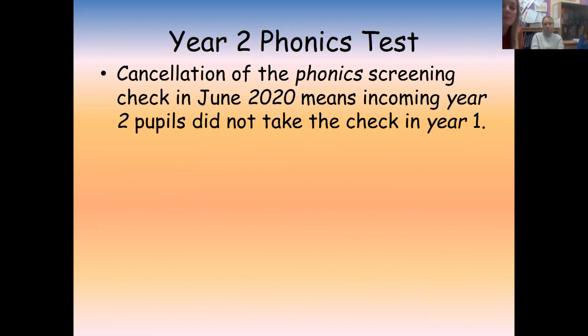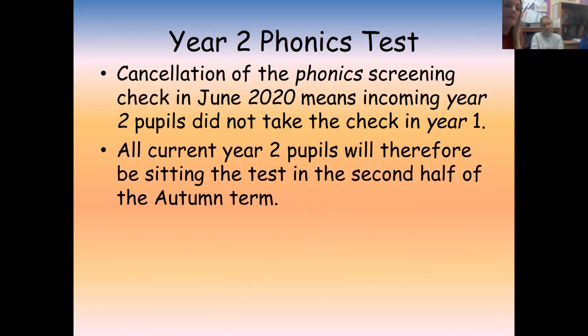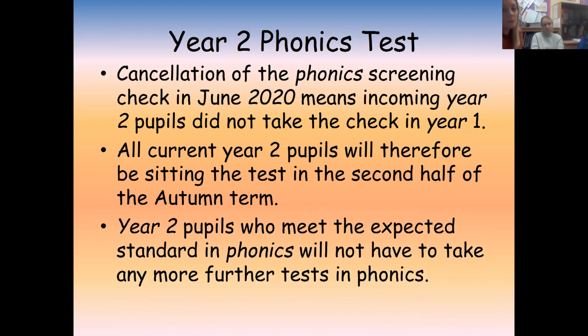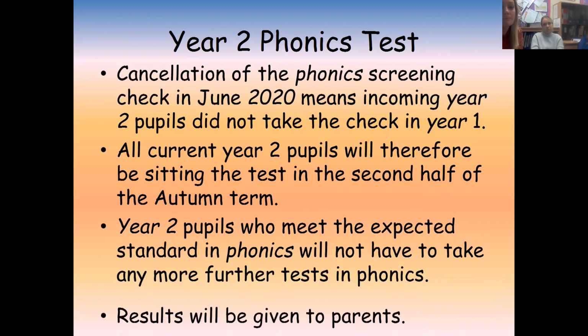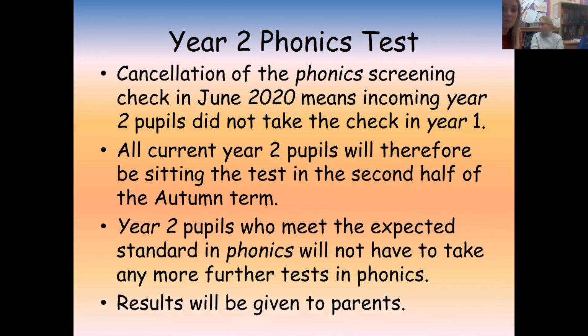So this year obviously has been a little bit of an upside-down year, and cancellation of the phonics screening check in 2020 meant that incoming Year 2 pupils haven't taken the test in Year 1. Obviously this is something that we want to try to make sure that their phonics are as good as we can. We're going to be testing the children. They will be taking a test in the second half of the autumn term. Again, that will mean that we can assess where they are. We know weaknesses and we know strengths, and currently that's what we're working on. So Year 2 pupils who meet the expected standards in phonics will not have to take any more tests in phonics, and results will be posted to you.